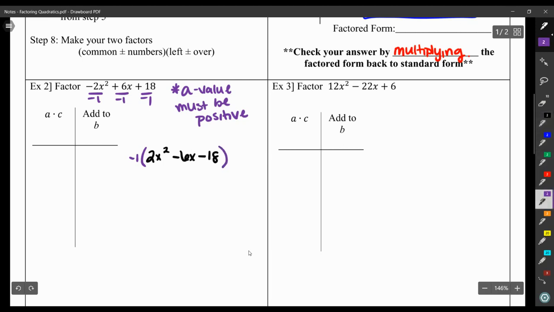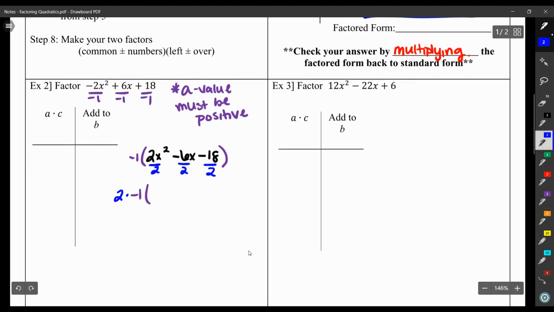Now, before we move on, let's see. What else can I maybe divide out? I see I have a 2, a negative 6, and a negative 18. All three of those are divisible by 2. So I'm going to pull out another common factor of 2. Just like the negative 1, the 2 is going to come to the outside, multiply to the negative 1 that is already outside, and then let's see what is left. 2x squared divided by 2 makes x squared, negative 6x divided by 2 makes negative 3x, and negative 18 divided by 2 makes negative 9.